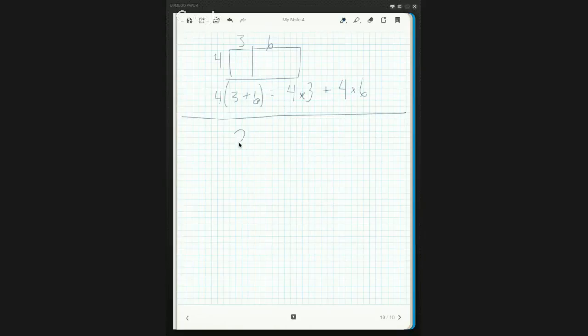So if I did 2 times 5 plus 7, I could say that 2 times 5 plus 7 must equal 2 times 5 plus 2 times 7. And why is that true? Because these 2 areas, this is the whole, and this is the part, and this is the other part.